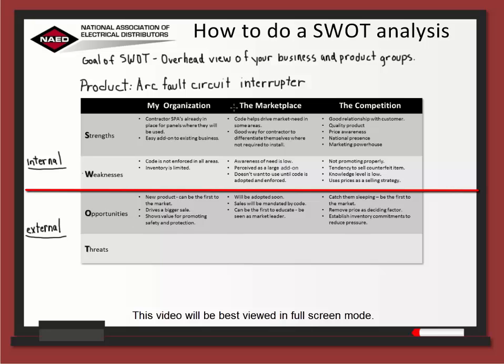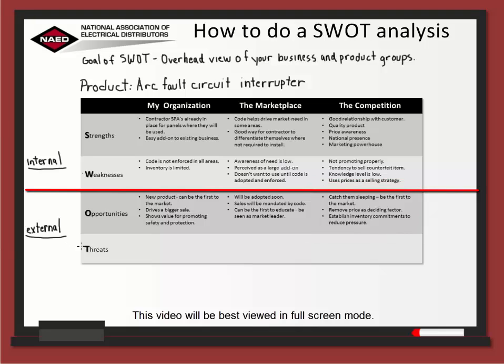What about opportunities in the marketplace over here? You might write something like this, that it will be adopted soon, and sales will be mandated by code. It could be the first to educate and be seen as a market leader. What about opportunities for the competition right here? Your competition may be the first to the market. They may remove the price as a deciding factor, and they may establish inventory commitments to reduce pressure.